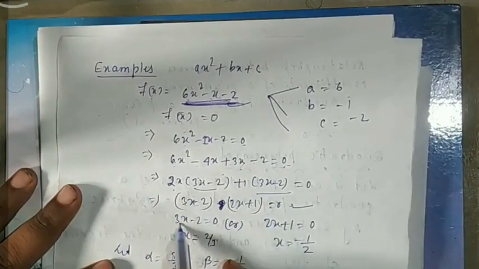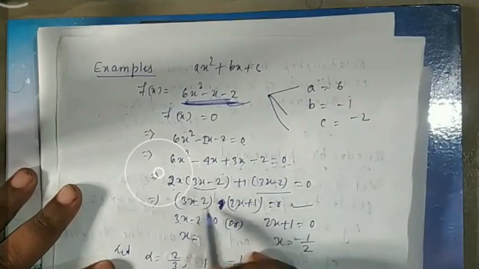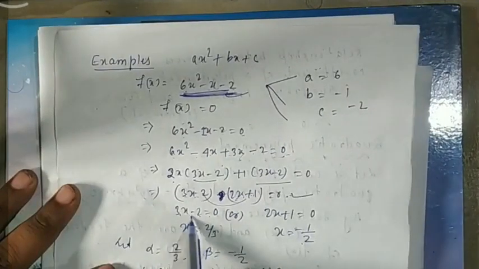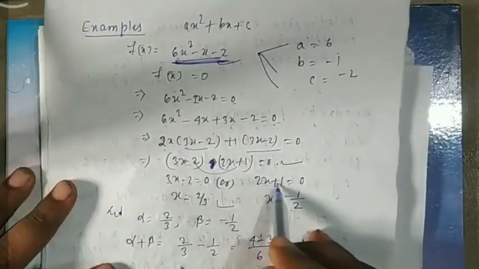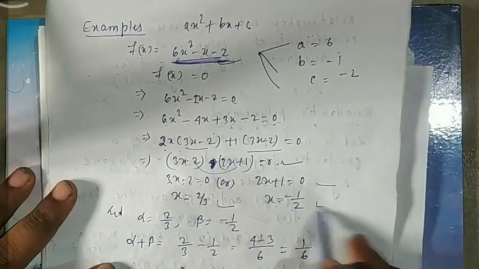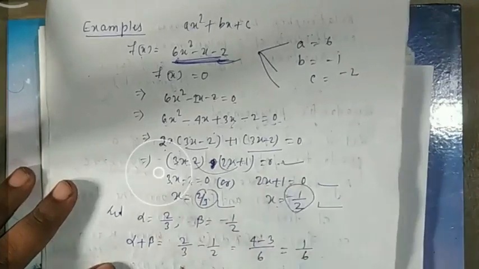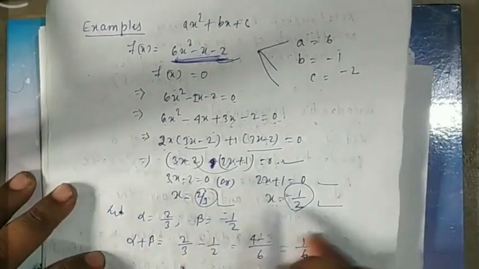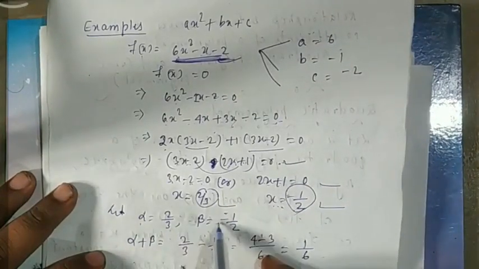You can write 3x minus 2 can be 0 or 2x plus 1 can be 0, because the product is 0. If 3x minus 2 is equal to 0, then x is equal to 2 by 3. If 2x plus 1 is equal to 0, then x is equal to minus 1 by 2. So we are getting two distinct real zeros. Let either one be alpha and beta. Let alpha is equal to 2 by 3 and beta is equal to minus 1 by 2.